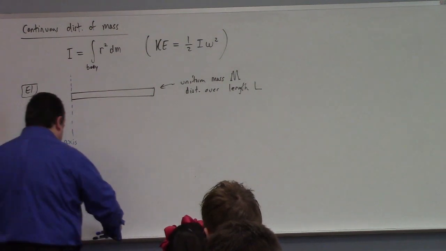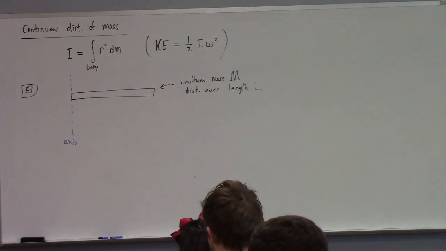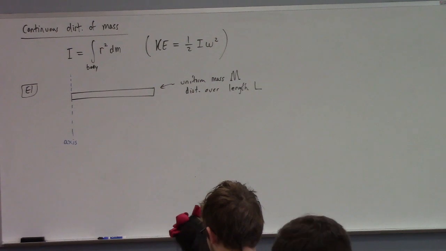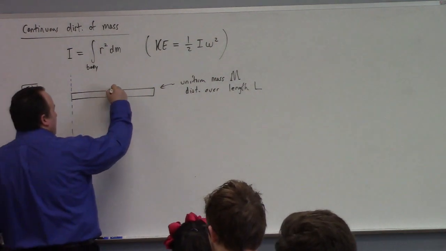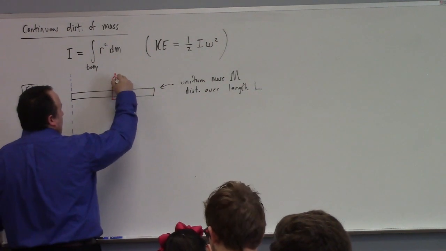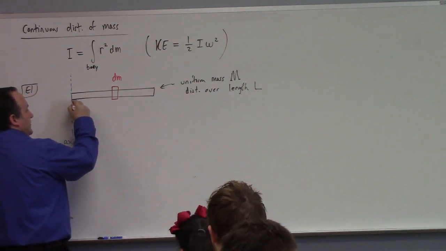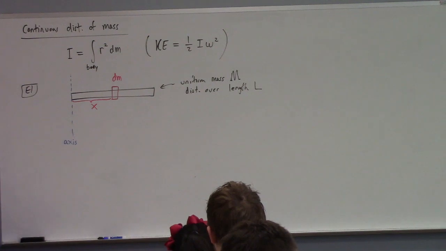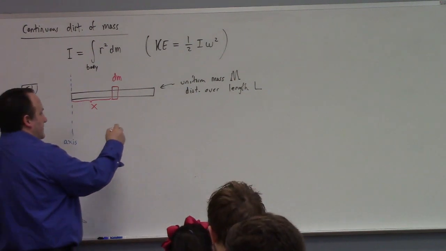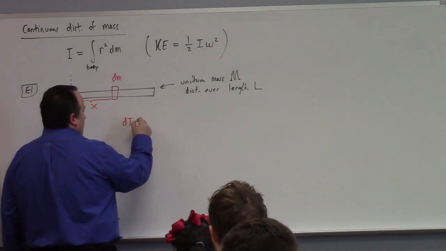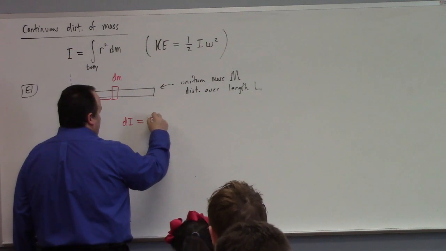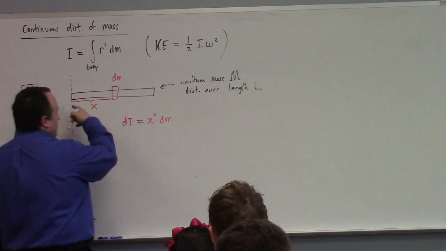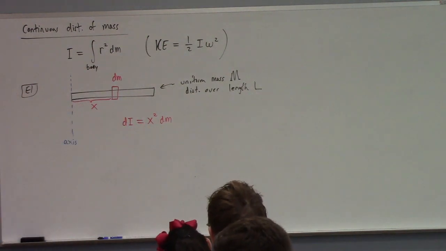So let us look at a little bit of mass dm, and we'll think about that being distance x out here. What is the moment of inertia for this little piece? Well, dI would just be x squared dm, because x is the distance from the rotational axis.